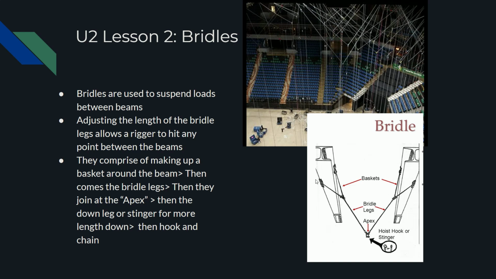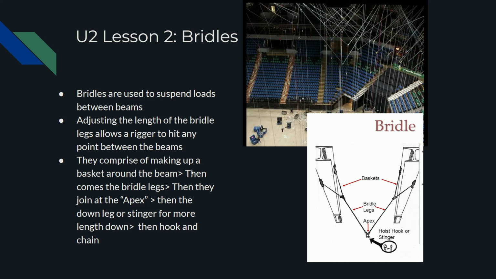So this top half of the bridle, the one that actually hugs the beam, is called a basket. Basket on this side, basket on this side. These are your bridle legs, and then where they meet, this shackle right here, that's called the apex, and that's where the hook gets hooked onto. So as you can see here, there's a ton of bridles in the air, all these different legs that you see, and then these are the apex where the two legs marry.